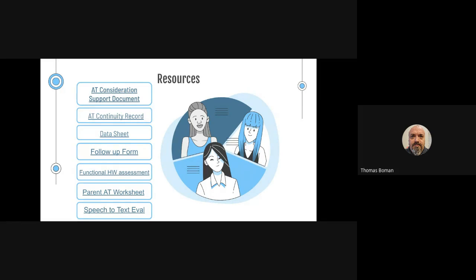We do have a follow-up form as well. This is for our assistive technology team. When they go in and check in with the kids, they can send a copy home to the parent so that the family knows that we've checked in with that student. We do also have a functional handwriting assessment. As an OT, I have found this to be helpful when we're looking at what is more successful for the student, like keyboarding or handwriting, or is it speech to text or handwriting, so that we have a point of comparison. We have a parent AT worksheet. This is what we give to our parents to fill out so that they can talk about what they know about the student. And then we have a speech to text evaluation that we have been using. Again, we stole it. I think the reference is on there. We stole it from somewhere.